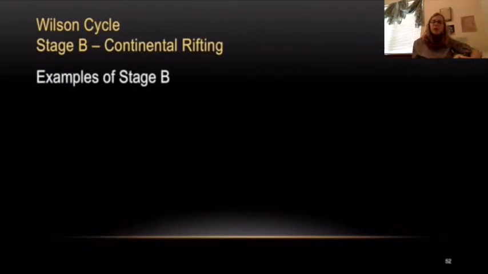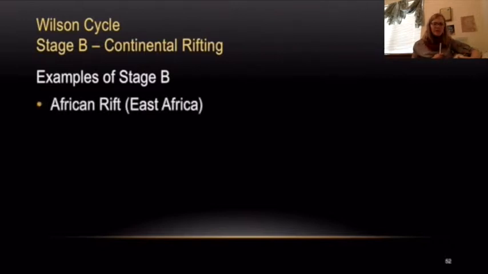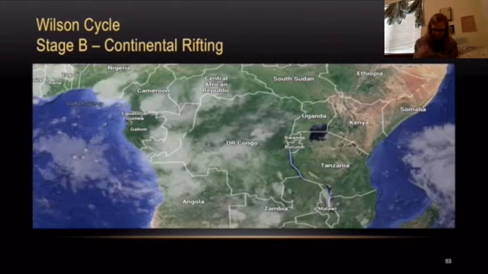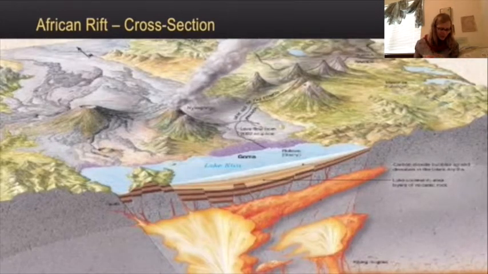All right. Where on Earth is stage B happening? The best example that I can give you is the African Rift in East Africa. But another location, which is really near to home, is Lake Baikal in Siberia. So this is Africa, and we've got rifting happening all in here. There's rifting happening. And this is what's happening. The heat's coming up. This is a cross-section in Africa. And if you zoom in on this area, you'll see there are plenty of volcanoes, lots of volcanoes that are forming.